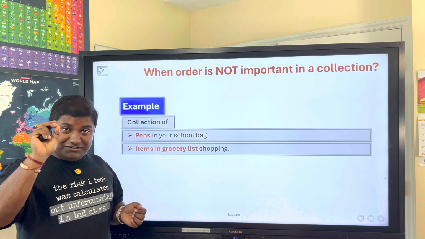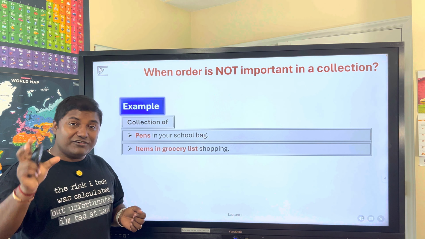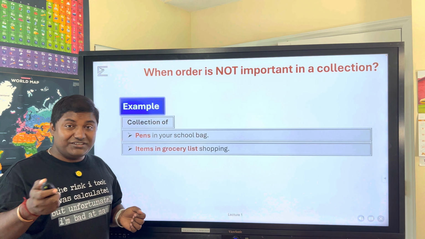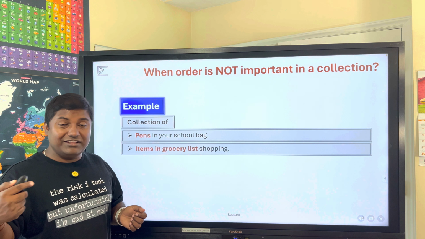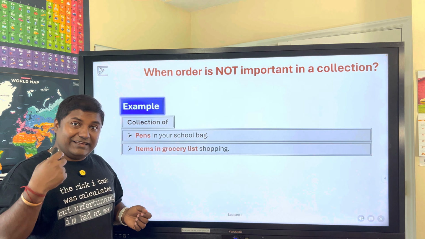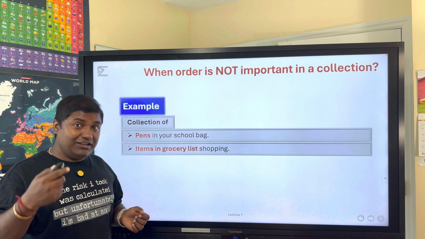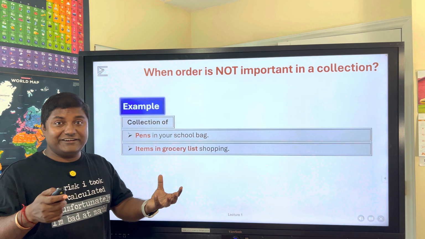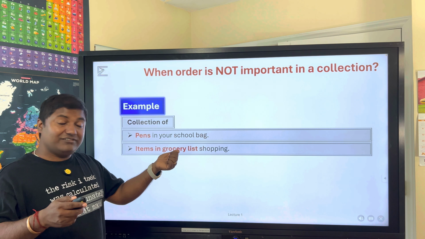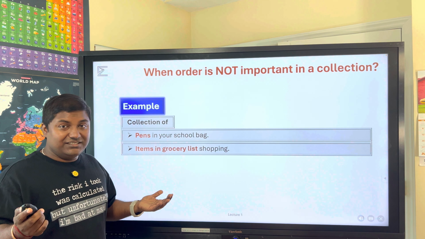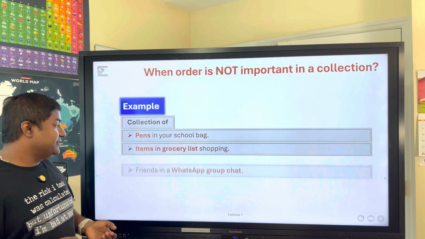Now, the order of the items I have listed on the piece of paper is not important because my mom doesn't care in which order I buy or bring those items home. I can buy those things in any order. She just wants all the items when I return home, right? So for the collection of items in a grocery shopping list, their order is not important.